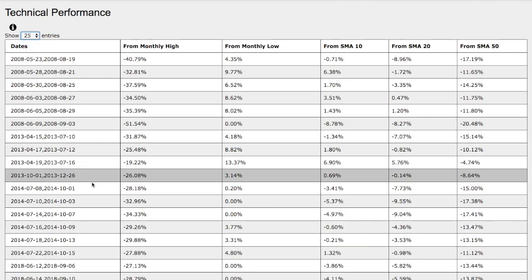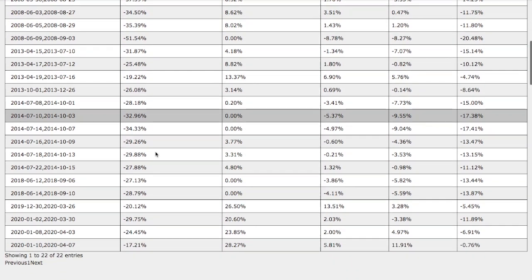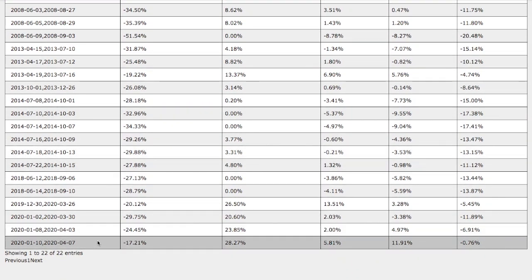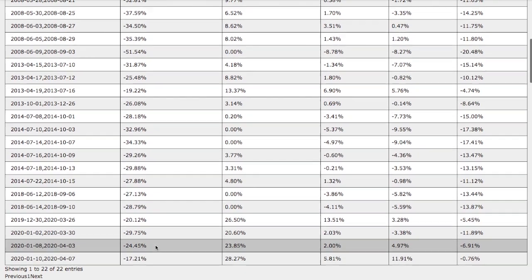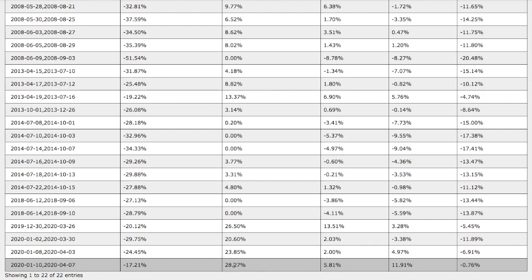Let's examine the current trend first. Right here we have our current trend. We are currently down 17% from monthly high, up 28% from monthly low, up 5% from the 10 simple moving average, up 12% from the 20 simple moving average, and down 70 basis points from the 50 simple moving average.